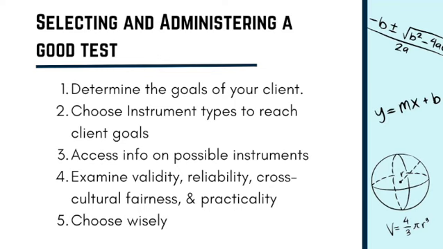And then choose wisely. You might say, okay, Dr. Moon, where can I find a good instrument to use? The places to look for instruments are the Buros Mental Measurements Yearbook, known as the MMY. I'm pretty sure that our library will have a copy that you can look at. I don't know if it's electronic online, but I know that they will, and it's huge. You can go through there and find a whole lot of different things.